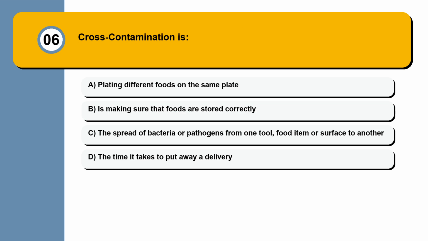Question 6. Cross-contamination is plating different foods on the same plate; making sure that foods are stored correctly; the spread of bacteria or pathogens from one tool, food item or surface to another; the time it takes to put away a delivery.